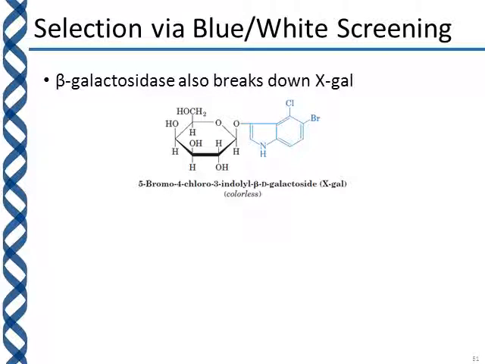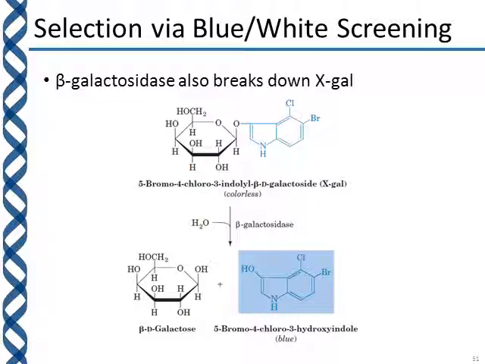Beta-galactosidase also breaks down X-gal. In this case, we use 5-bromo-4-chloro-3-indolyl beta-galactoside. This is colorless. It gives rise to galactose and results in the release of bromochlorohydroxyindole, which is blue.